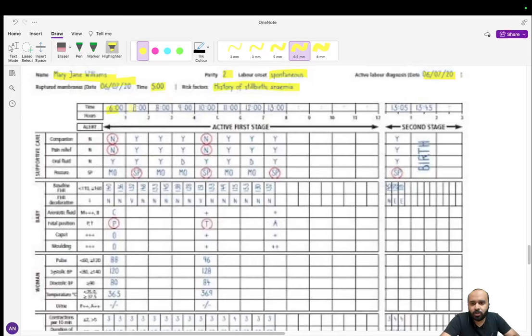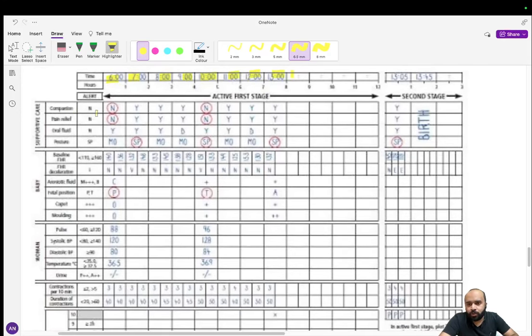Similarly, over here they have mentioned all the times, 1 hour interval, and they have shown that there was no companion initially, but eventually that was converted, and then she did get a companion at this point. Similarly, she had no pain relief, but later on, they took care of that and she got pain relief after that. Similarly, oral fluids were being given at all times. D is she declined to take it, she didn't take it.